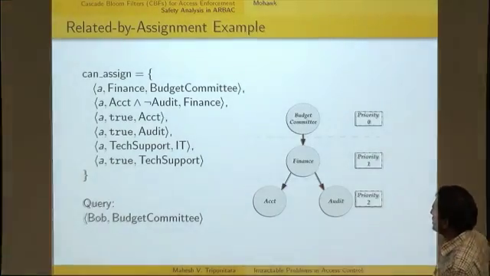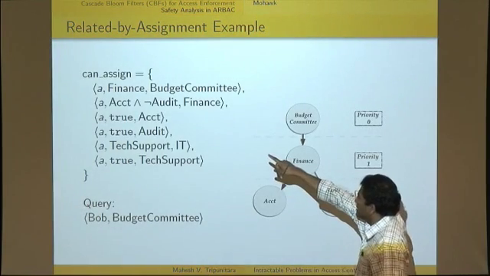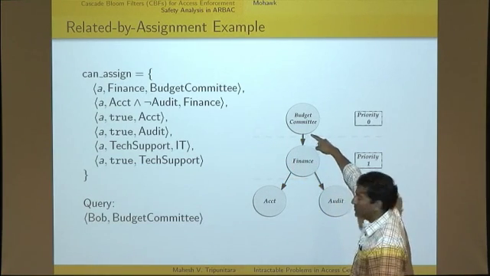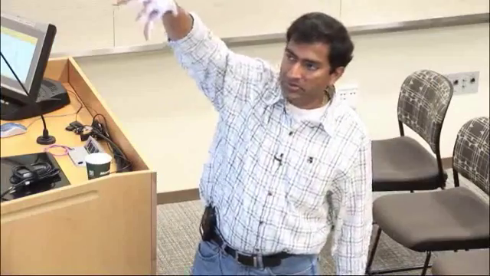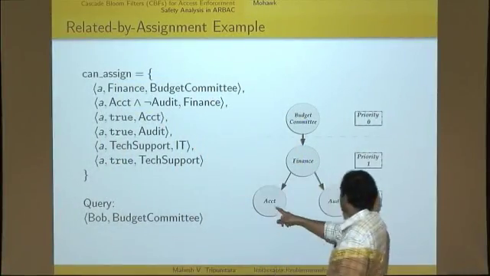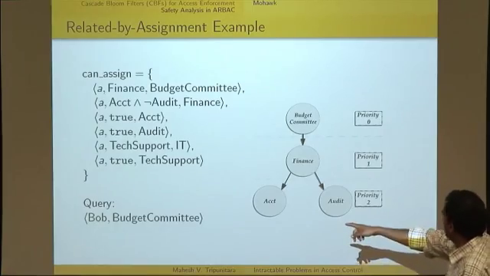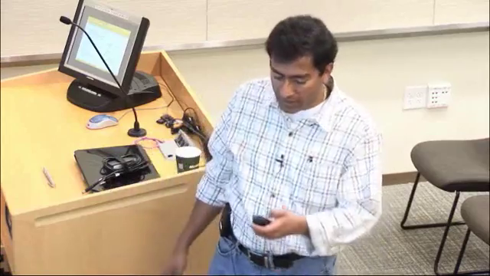So here's a simple example where you have those can-assign rules. You notice, for example, that finance is a precondition role for budget committee. So he puts an edge like that, right? But budget committee is on top because that is the target role. Similarly, if you look at finance as a target role, then you have accounting and audit over here, so he puts them here. And if we have a query like, could Bob become a member of budget committee?